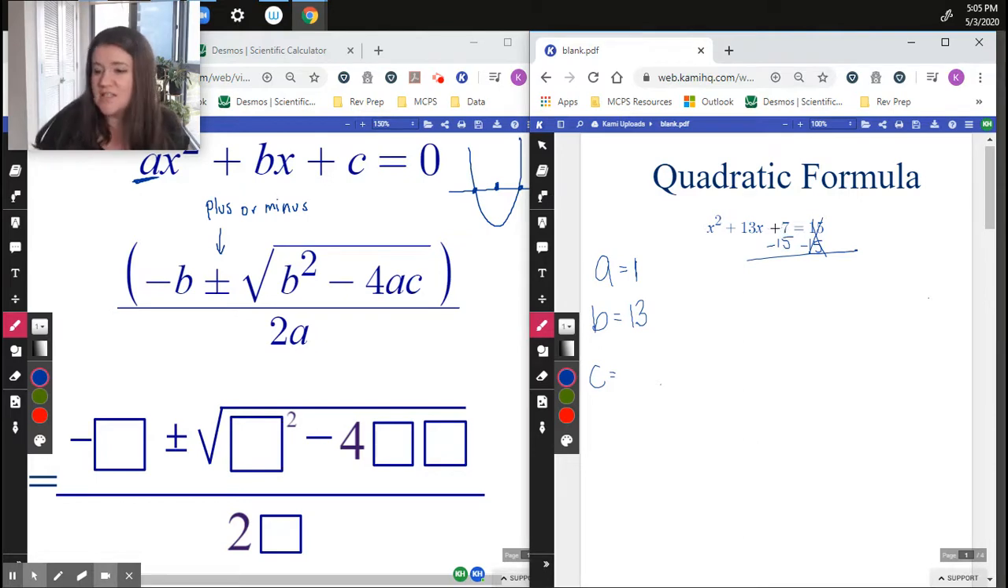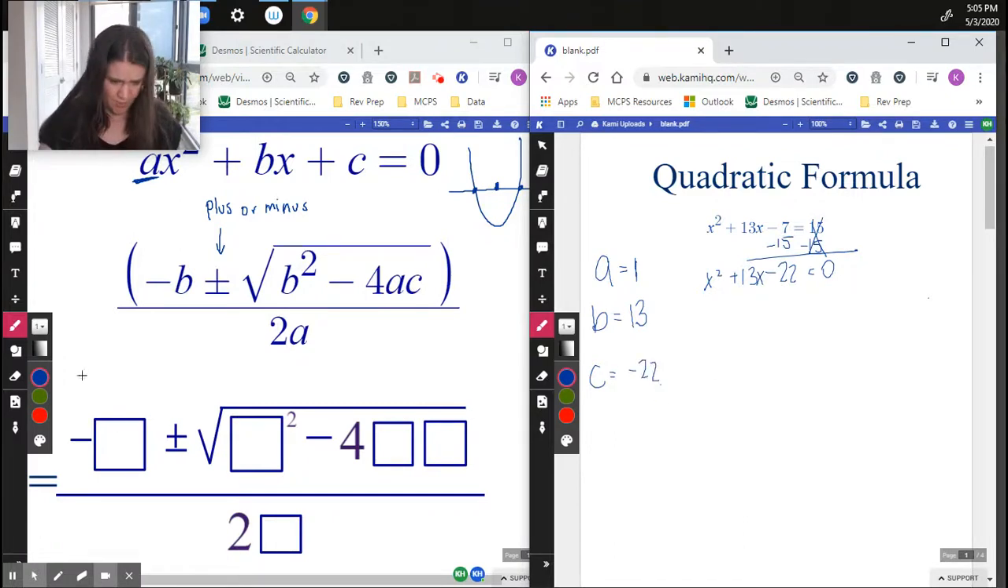All right, so -7 minus 15 is -22, and that equals 0, and we still have x squared plus 13x. And yes, you have to make it equal to 0, otherwise you will get the wrong answer. Now my c is -22.